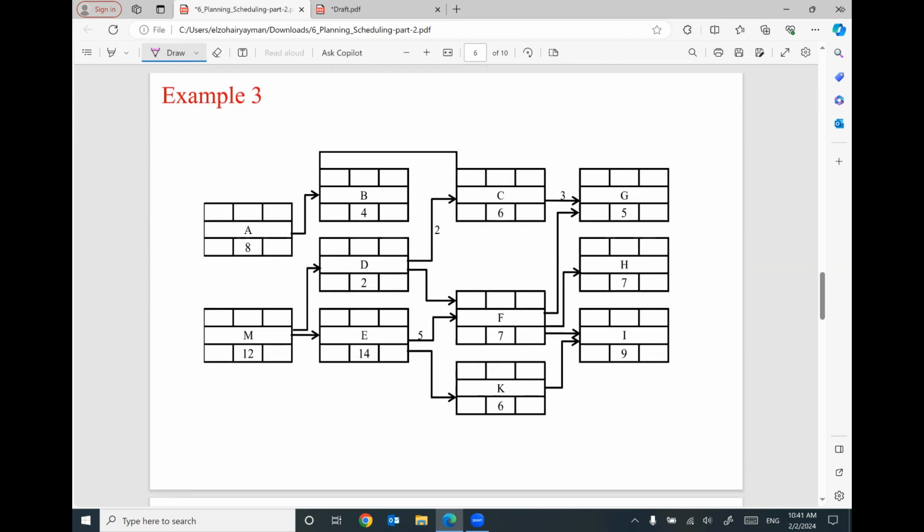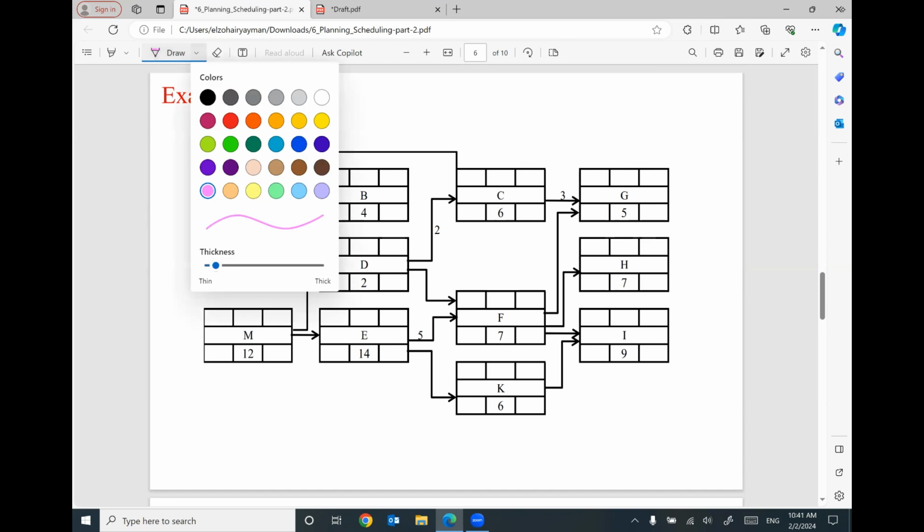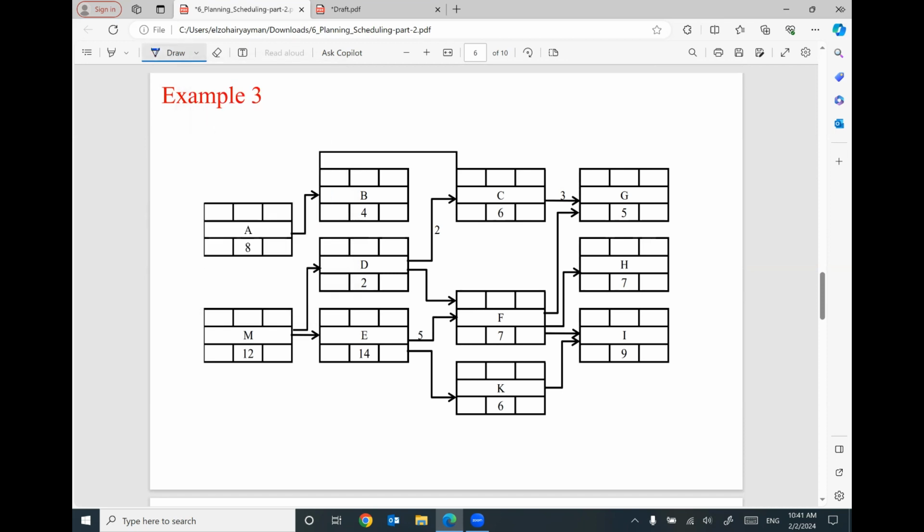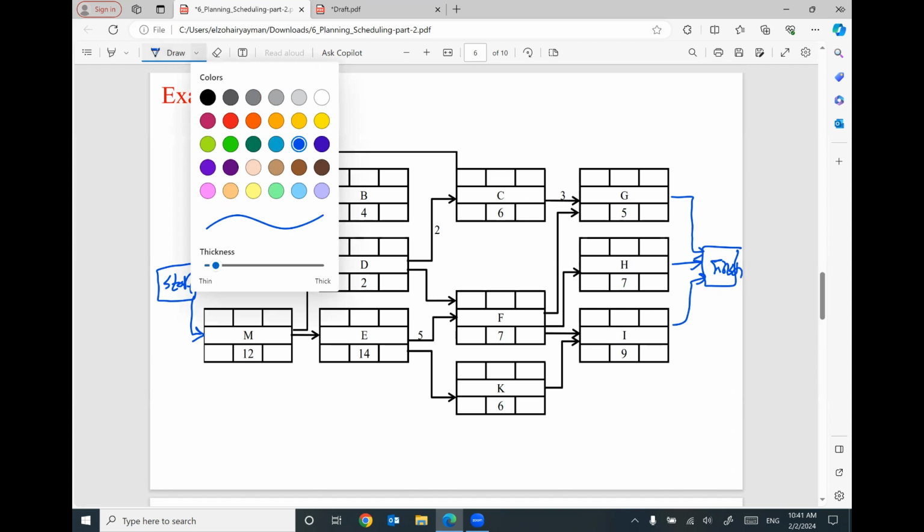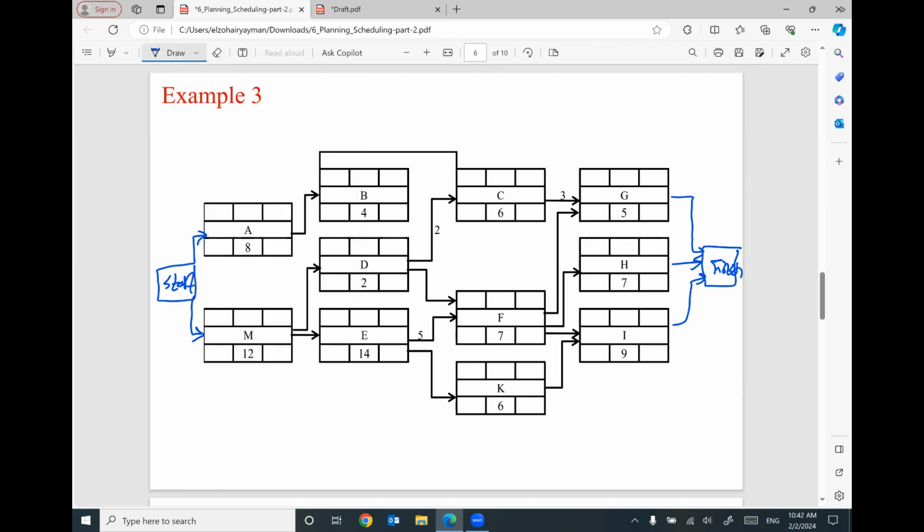One more example. We are given the network is ready for you. I will start here with the start. And I will finish here with the finish. We have to finish all the last activities in one node. So let's start with the forward base. If you start with 0, these activities will start with 0, A and M. So 0 plus 8 will be 8, 0 plus 12 will be 12.